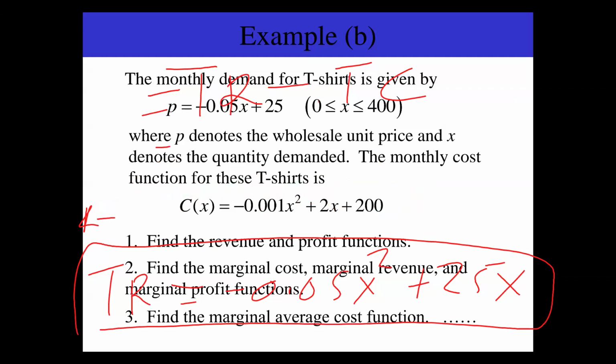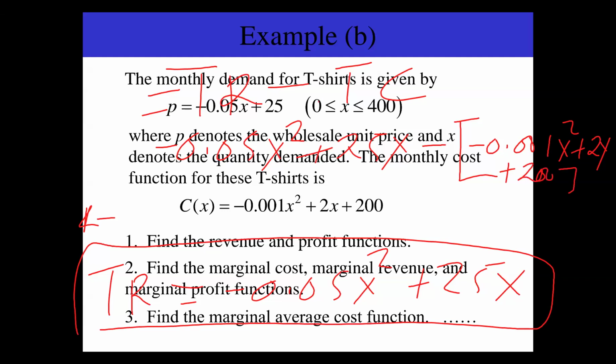It's negative 0.05x raised to the second degree plus 25x. Right? Minus, are you following now? We have the cost function, 0.001x squared plus 2x, right? Plus 200. Isn't it? Yes, sir.